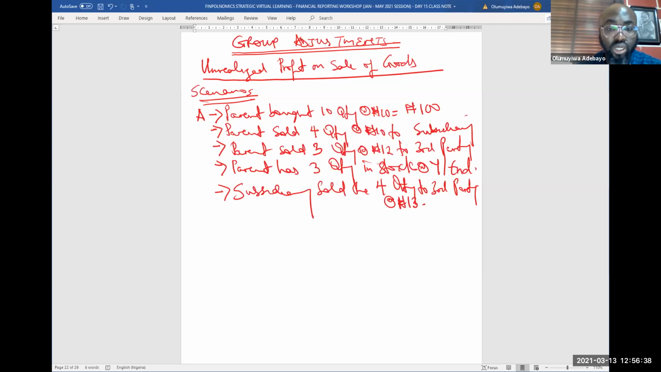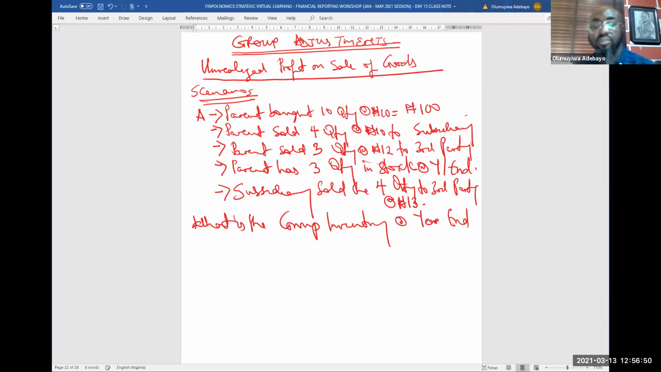Now, the question I'll put is, what is the group inventory as at the year end? Who can give me the answer? What is the group inventory at the year end? I know when we talk about group inventory, we are talking about the inventory of the parent and the inventory of the subsidiary.